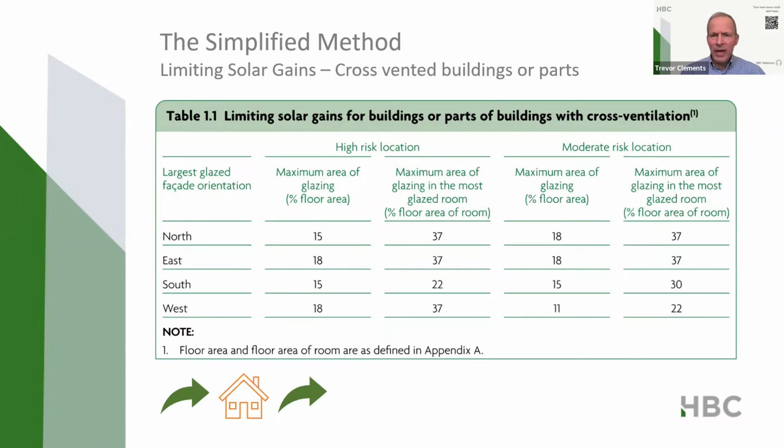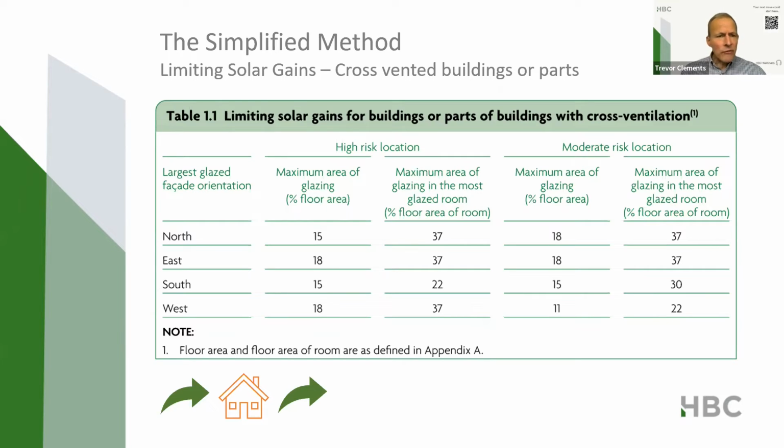And once you've done that, then you can check, depending on whether it's a high-risk location or a moderate-risk location, the maximum area of glazing to the whole building in relation to the floor area. And then you would check the most glazed room in the building. As it says in the table earlier, it's in the building or part of the building. So in multi-occupancy buildings, each residential unit would be separately checked in this way.